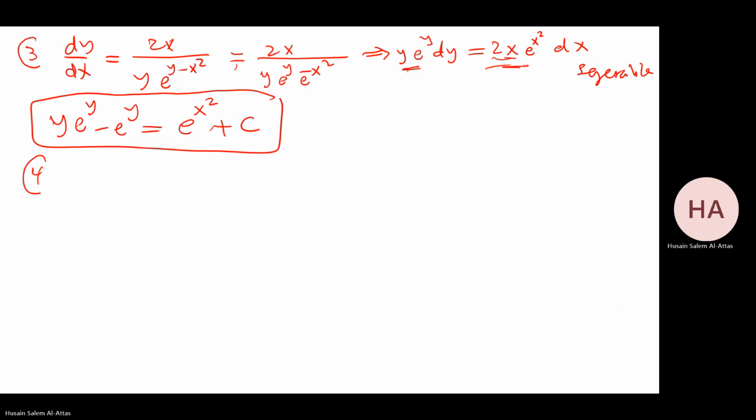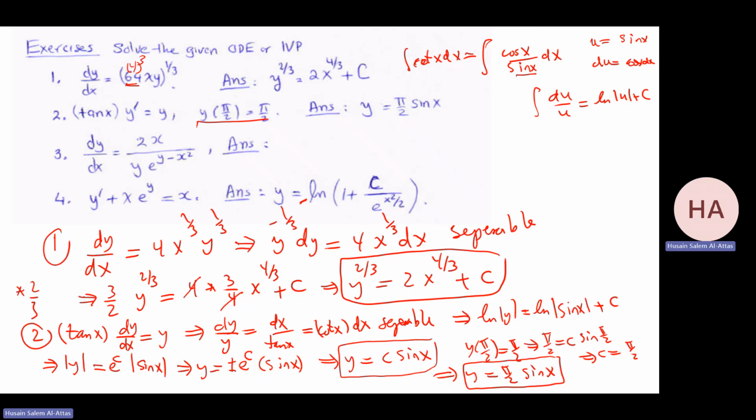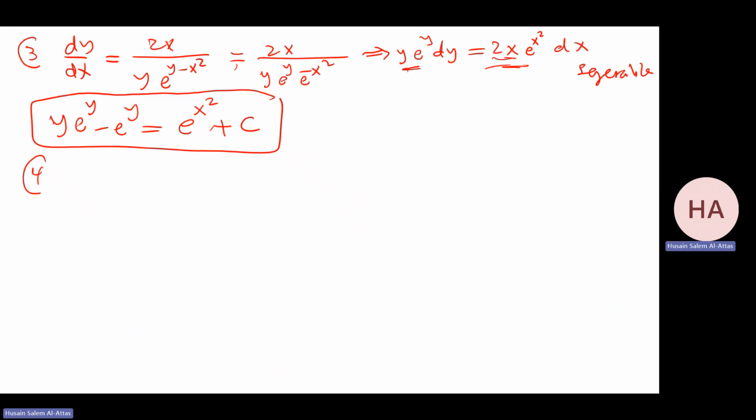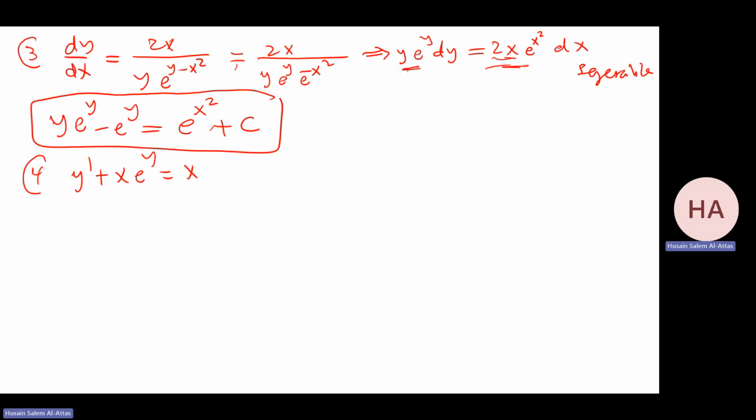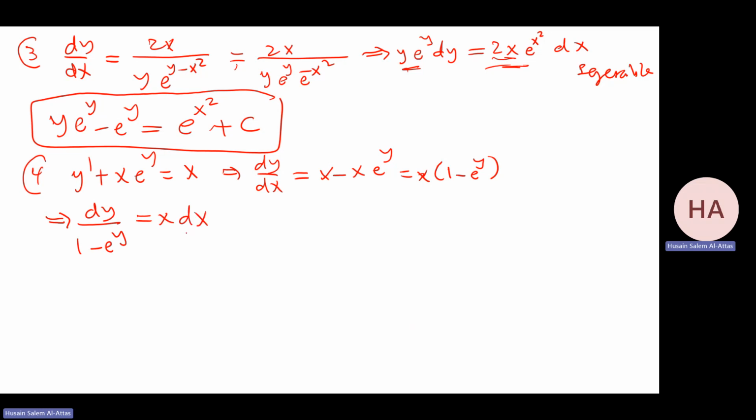4. y prime plus x e^y equals x. Have a condition? No condition. Okay, so I'm getting dy over dx equals x minus x e^y, which is x(1 minus e^y). So I have dy over 1 minus e^y equals x dx. Here is the problem: how to integrate this?